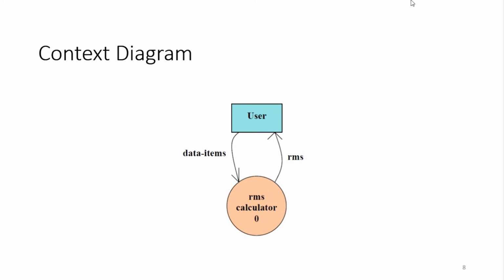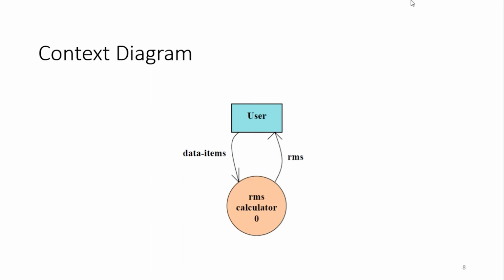This is one example of RMS calculating software. There is one software system called RMS calculating software that would read three integer numbers from the user in the range of negative 1000 to positive 1000, and then determine the root mean square, that is the RMS, of the three input numbers. Then it is going to display it.